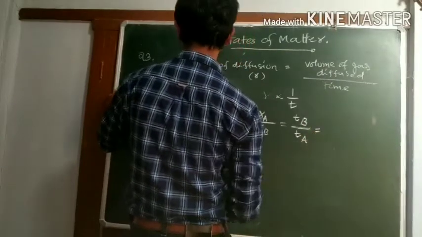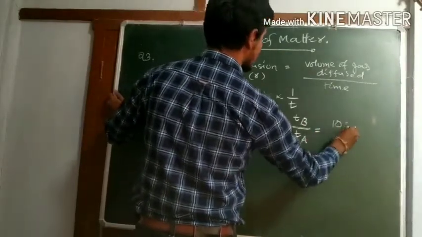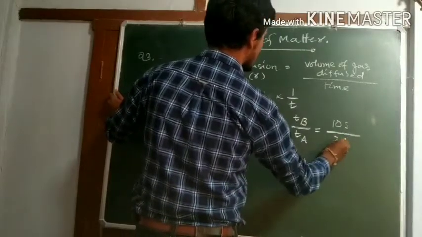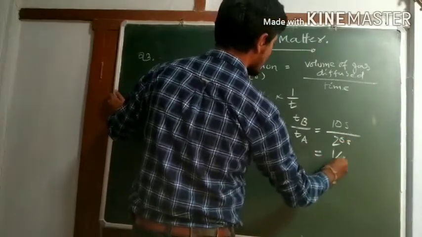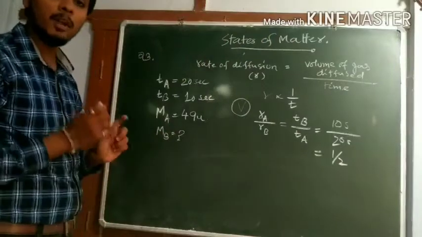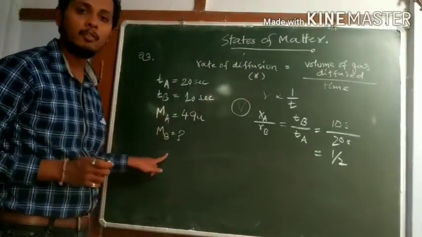So time of diffusion of B is 10 seconds, time of diffusion of A is 20 seconds, and this ratio comes out to be 1/2. Now what we have to find out? We have to find out the molecular weight of B.